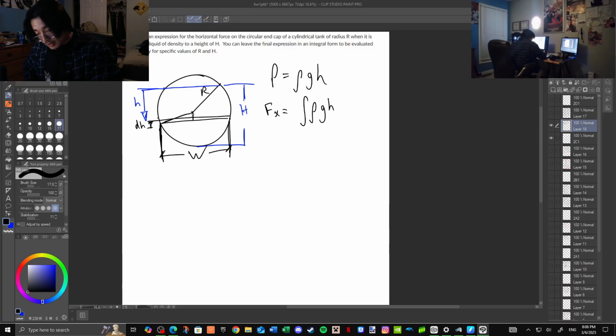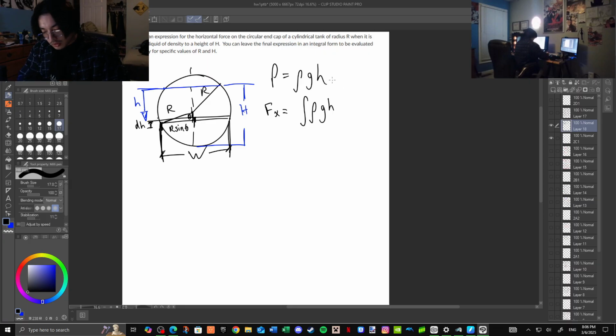The angle between this middle part of the end cap and the radius is actually changing, and as this angle changes, this little width changes as well. So we can express this side as r sine theta using trigonometry. But since this is only measuring half of this length, we need to multiply it by 2 to get this other half right here.